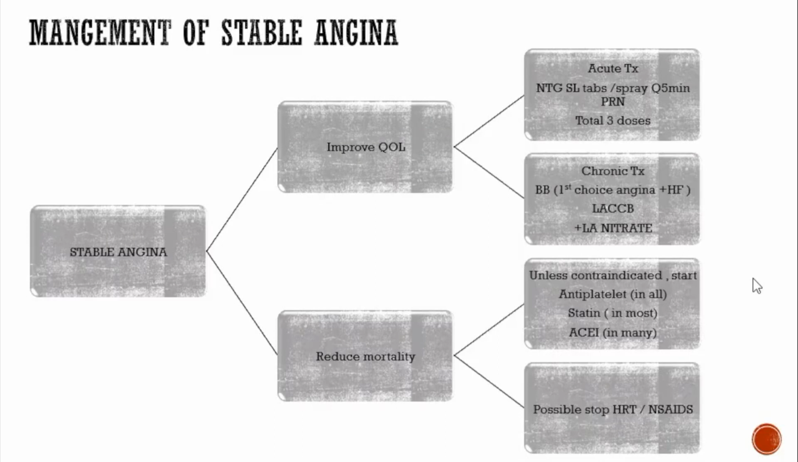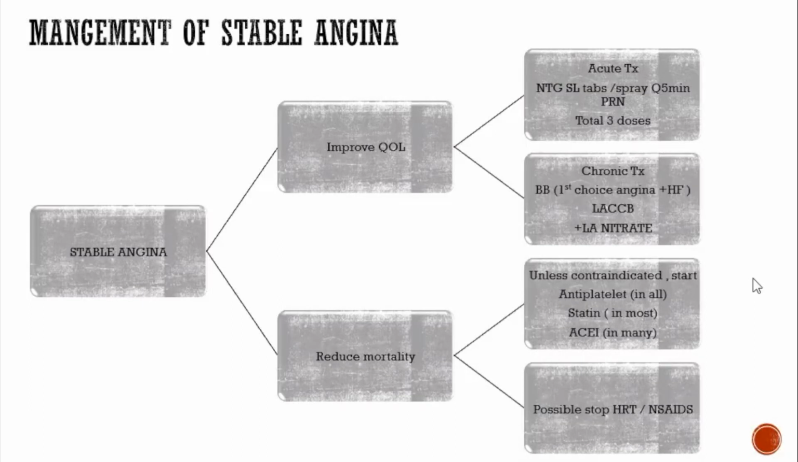Okay. Now, what are the other situations? We have to identify and address any modifiable risk factors. That is also part of reducing the mortality. And if it is possible, we have to stop the HRT and NSAIDs. NSAIDs are one of the classes of medication that can increase cardiovascular death, right? We already discussed that. And hormone replacement therapy, estrogens, a lot of things.